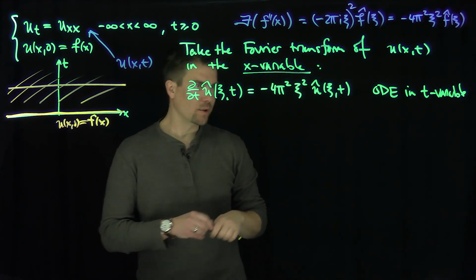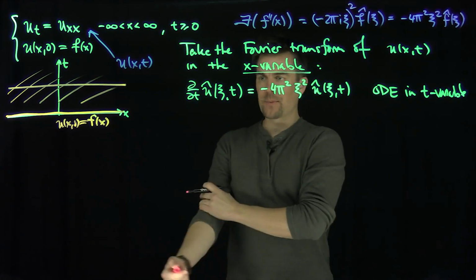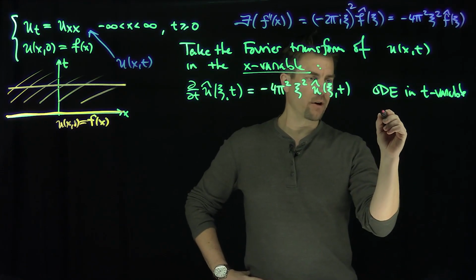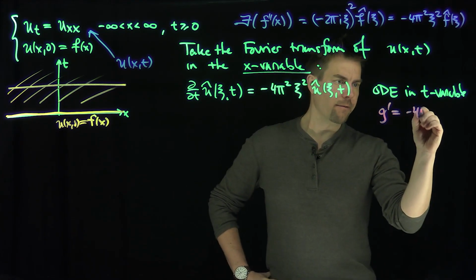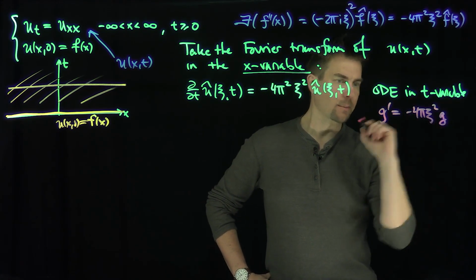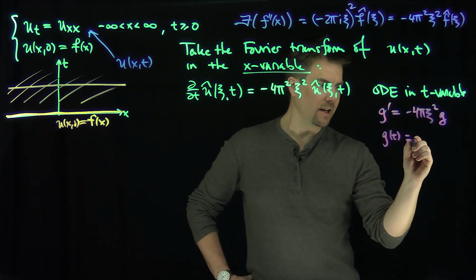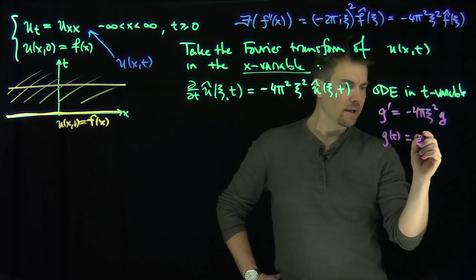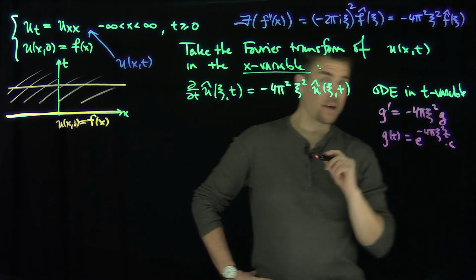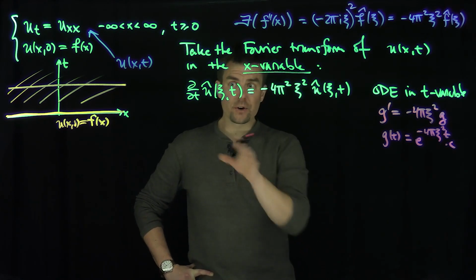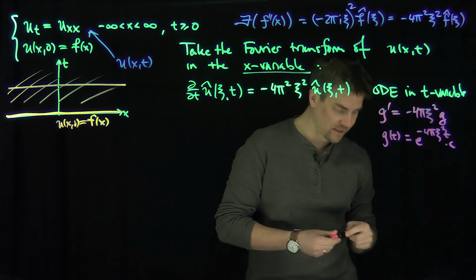Okay, and so what does it really look like? This is nothing more than the following ODE. If we think of this from an abstract perspective, this is really just asking: can I find a function g such that g prime is equal to this number, negative 4 pi squared xi squared, times g? That's an easy ODE to solve. That just says that g of t would be e to the negative 4 pi squared xi squared t times some constant c. Now, since I have xi variables to worry about as well, the constant will depend on xi.